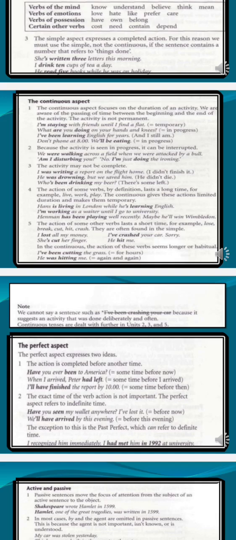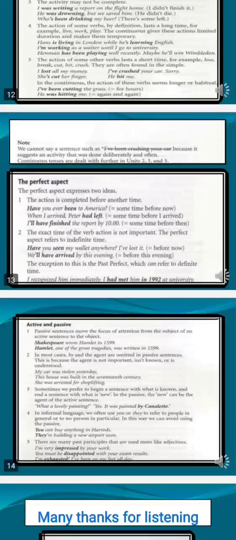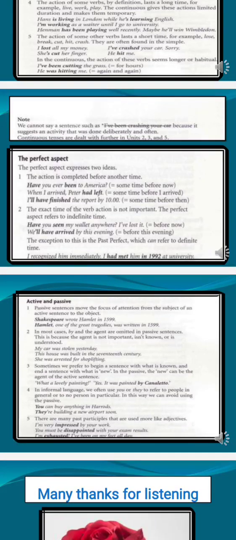And then in the continuous, the action of this verb seems longer or habitual. For example, "I've been cutting the grass." It means 4 hours. "He was hitting me again and again." Note: we cannot say sentences such as "I've been crashing your car" because it suggests an activity that was done deliberately and often.